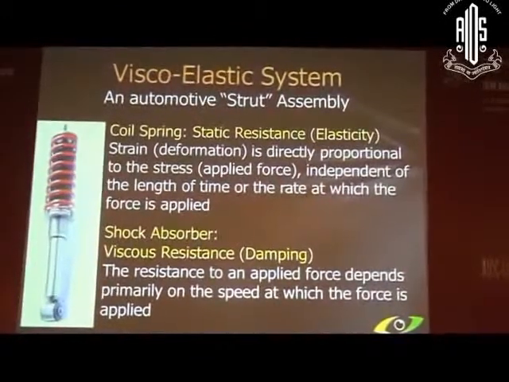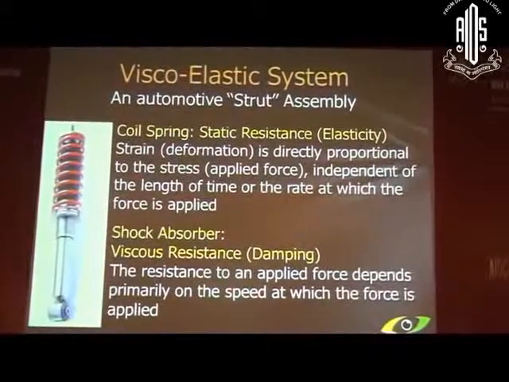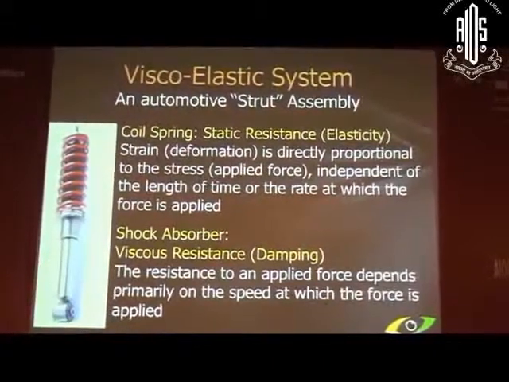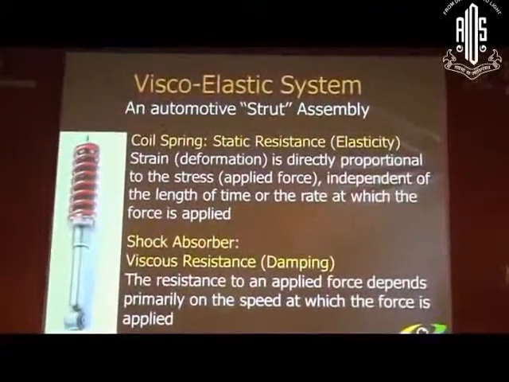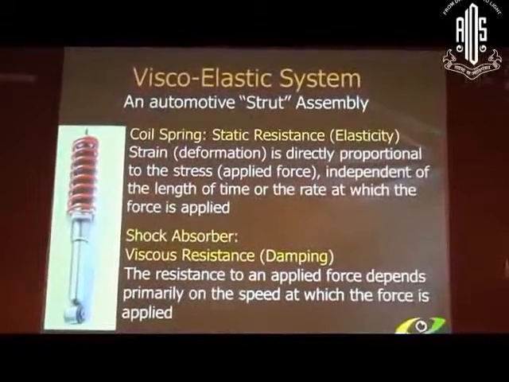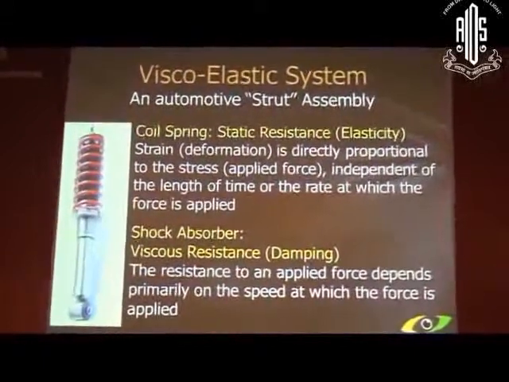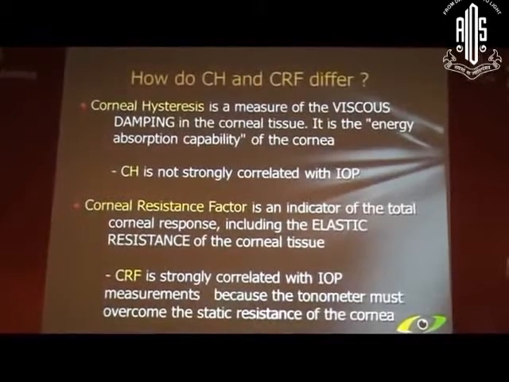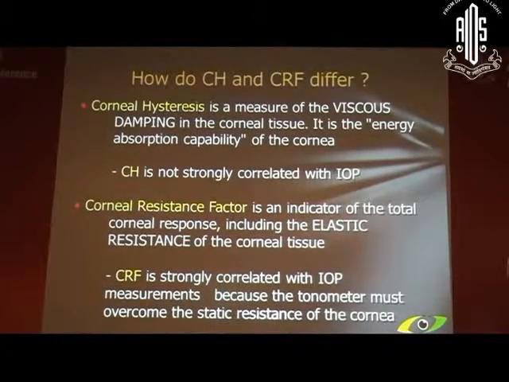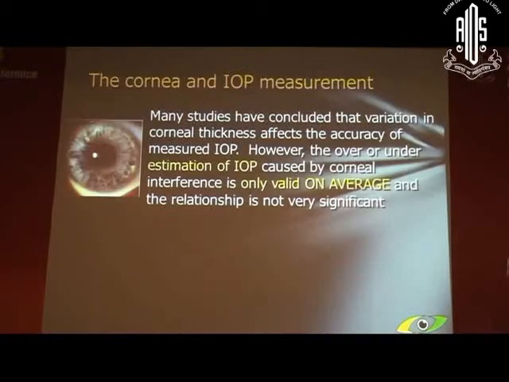Now the cornea exhibits both these. So the viscous damping is pretty similar to a sponge. You take a wet sponge, you compress it, and you release it. It doesn't spring back. It springs back very slowly, or it may not spring back at all, or may spring back only to a partial extent. So that's important to understand, that the hysteresis is a measure of the viscous damping in the corneal tissue. It is the energy absorption capability of the cornea and is not strongly correlated with the intraocular pressure. The corneal resistance factor is an indicator of the total corneal response, because here we actually look at the thickness as well, and with the formula calculate this.